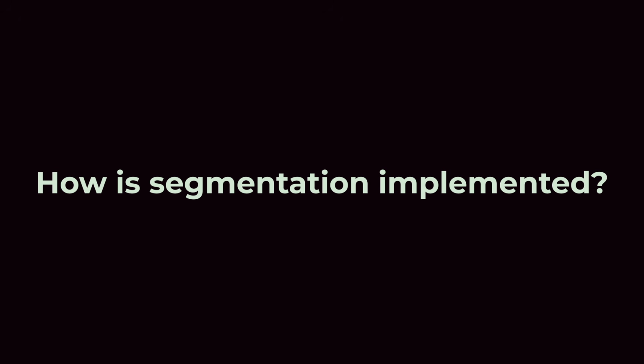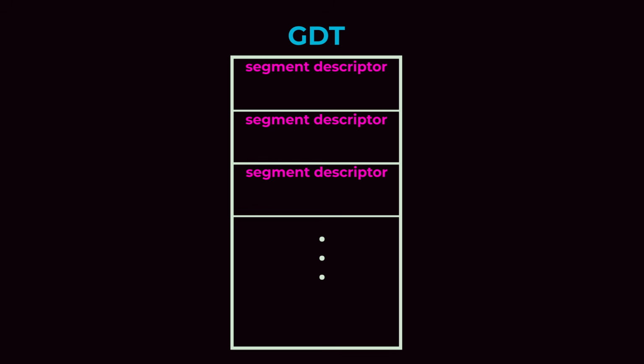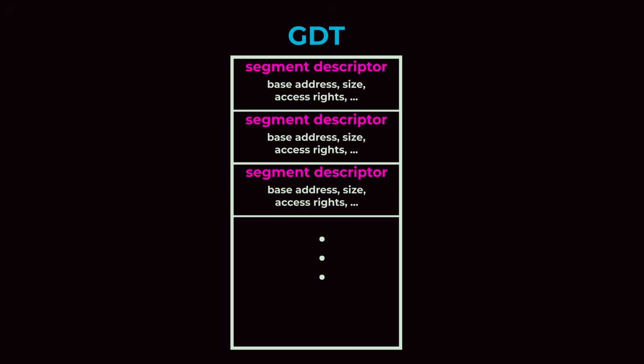So, how is segmentation implemented then? First, we need a global descriptor table, or GDT. The GDT contains the descriptions of the segments that we want to use. Each entry within the GDT is called a segment descriptor. And the segment descriptor defines, for example, the base address or the size of the segment. But it also defines a lot of other stuff which we'll discuss later.